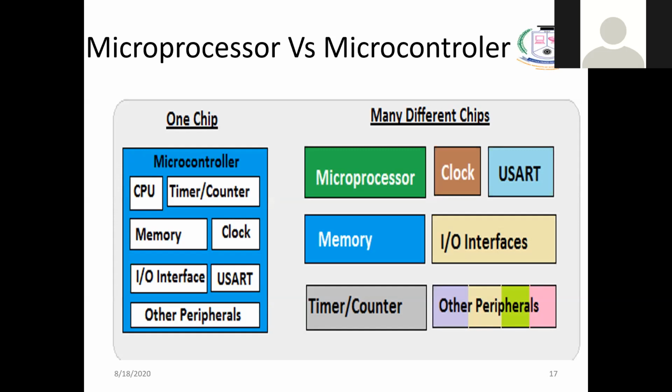One chip is enough to do any embedded application. But for a microprocessor, for the clock I need a separate IC. USART I need a separate IC. Memory I need a separate IC. Or if I want to connect any peripheral device, I need a separate IC. Timer and counter, I need a separate IC. IO interfaces I need. But in a microcontroller, everything is fabricated in a single chip. Okay.